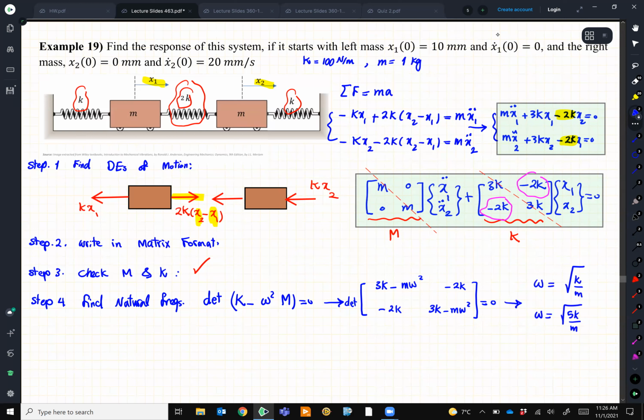Step number 5, finding the mode shapes, or the ratios. Ratios of x1 over x2. To do that, we need to solve K minus omega squared M times x1, x2. This is all the stuff that we explained on Friday, right?